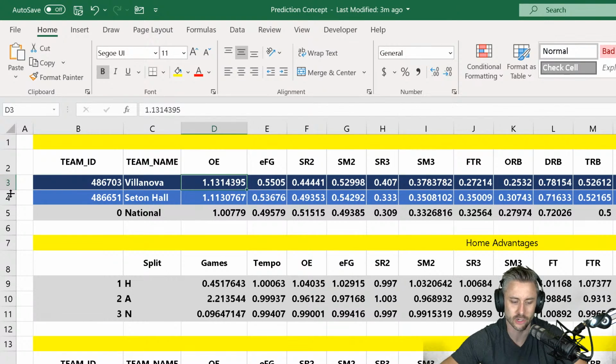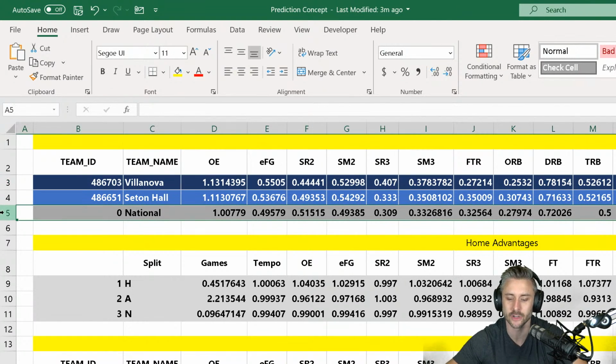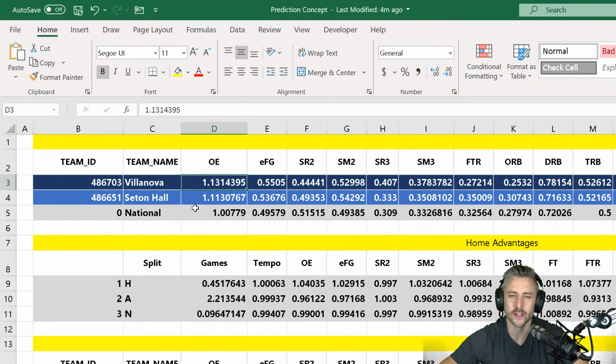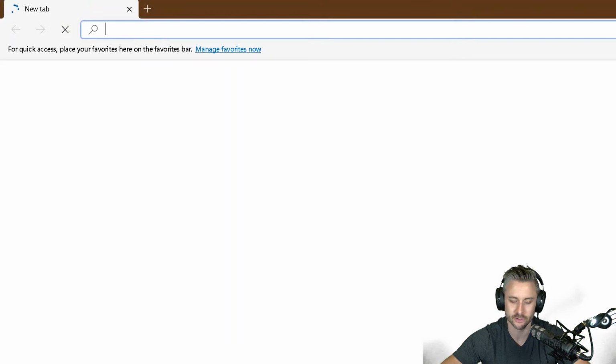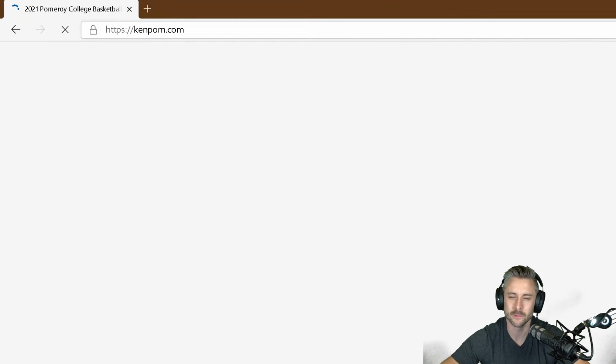Then we have Villanova, Seton Hall, and the national average. The national average is very important because without it, you don't know how good a team is relative to the average team in the country. Ultimately, that's what an adjusted stat measures. It's not that Villanova scores 1.13 points per possession. What that stat measures is how many points per possession they would score against the league average team. I'm going to borrow KenPom here real quick because I don't have my R script up here. KenPom does a lot of the same stuff.